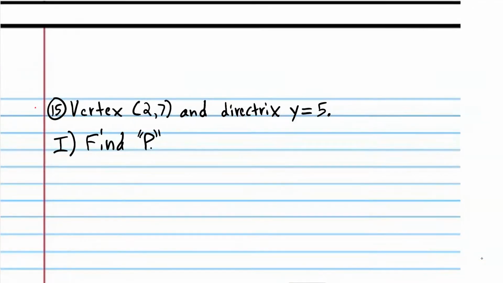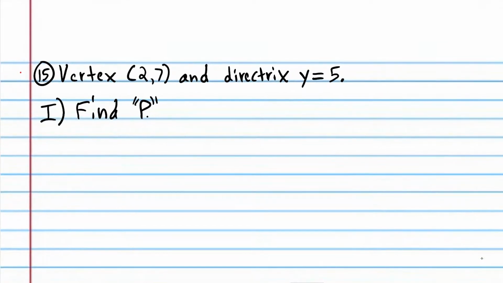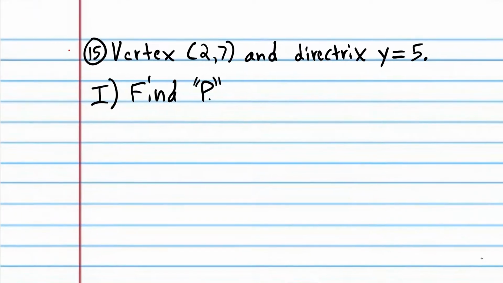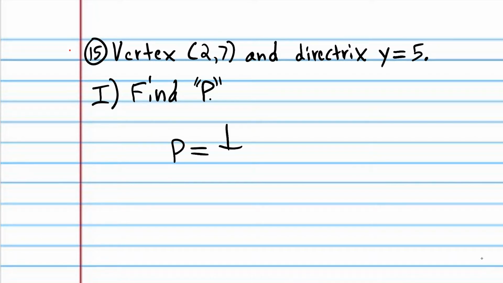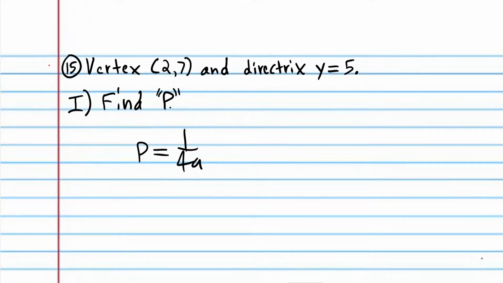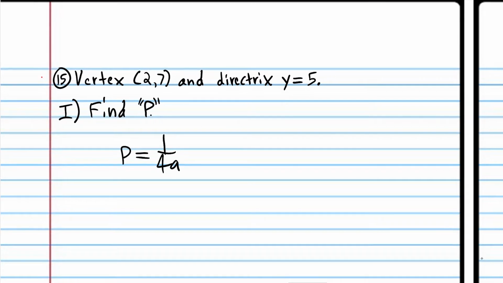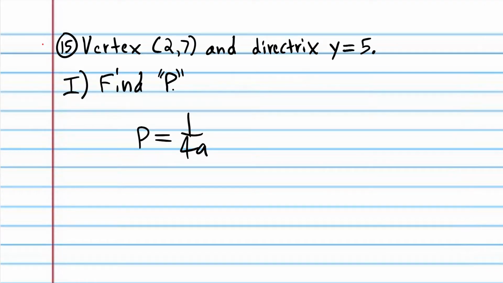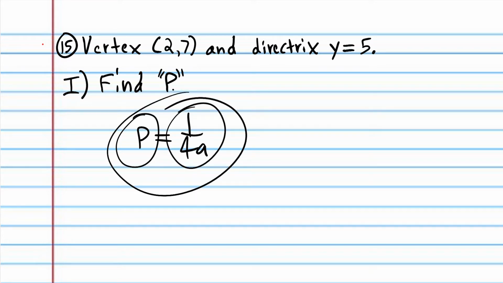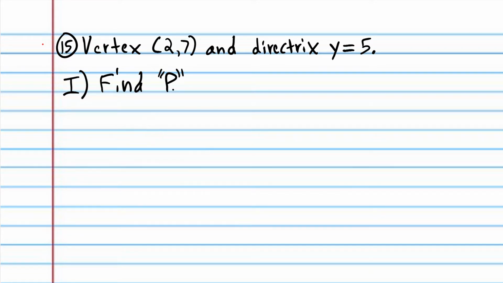Now you might be thinking, what in the world is P? Well, remember P, we found that value. P is equal to 1 over 4a. P represents the distance from the vertex to the directrix. It also represents the distance from the vertex to the focus. And if we can find P, then we can use P to find A using this equation here. We learned that equation in previous classes.